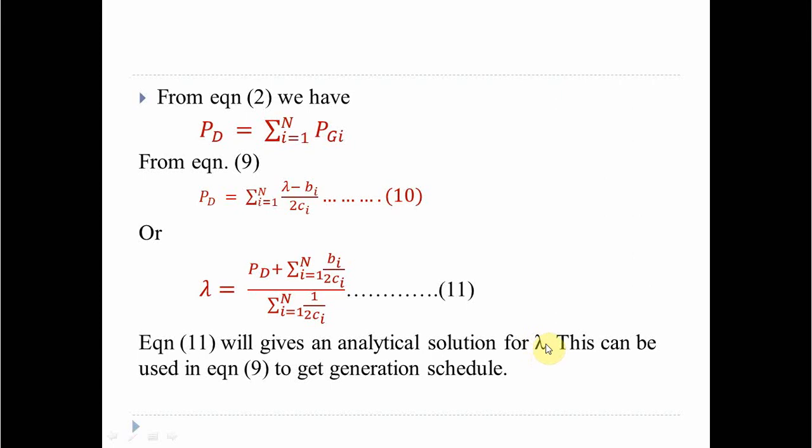So once we get this particular lambda value, we can calculate the PGi, that is the power output of each generating unit. So then we can actually get the generation schedule. So this is the entire economic dispatch problem when generator limits as well as line losses are neglected. Now we will see an example of how this entire expression can be used to get the generation schedule.